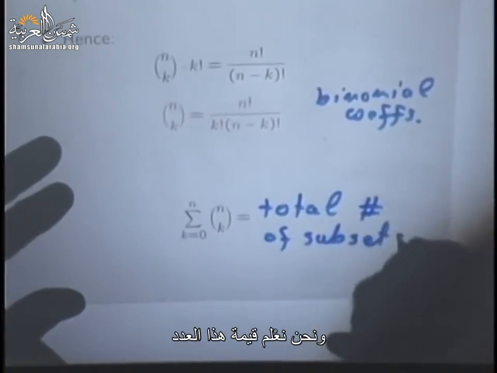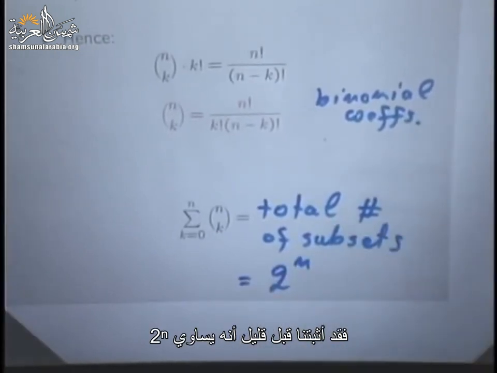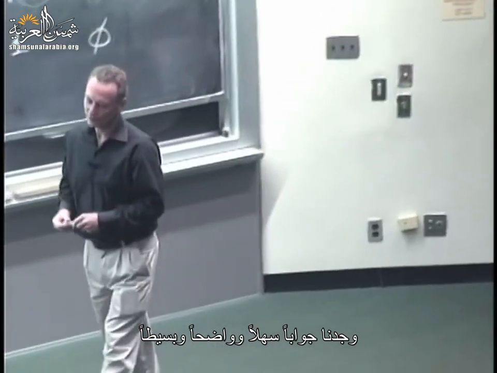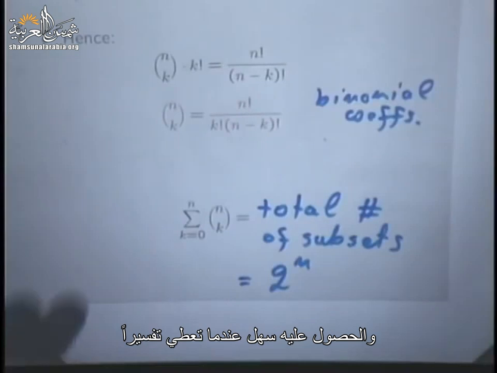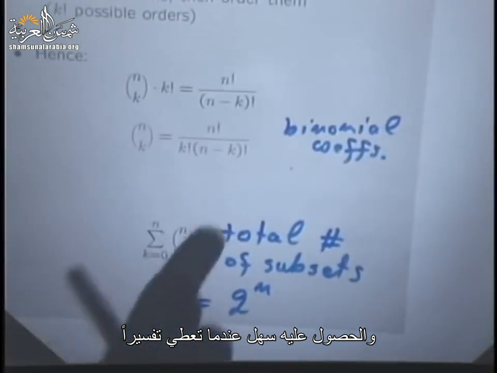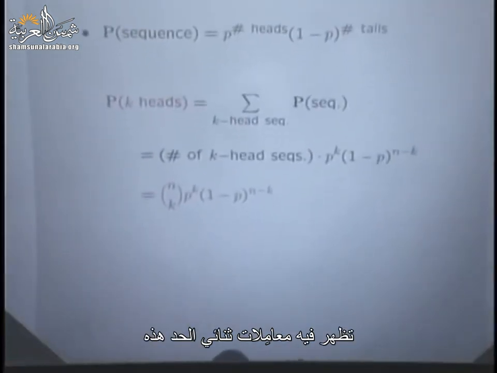And we know what this is. A couple of slides ago, we discussed that this number is equal to 2 to the n. So a nice, clean, and simple answer, which is easy to get, easy to guess, once you give an interpretation to the algebraic expression that you have in front of you. All right, so let's move again to an example in which those binomial coefficients are going to show up.